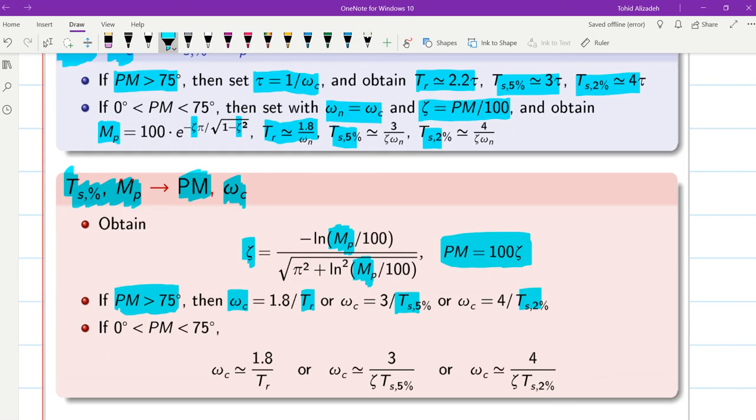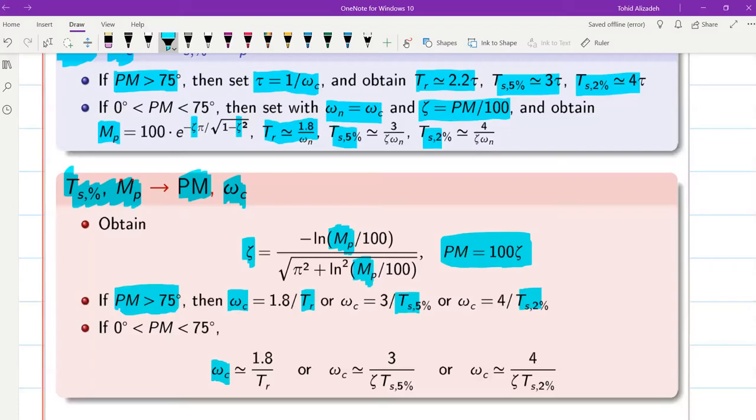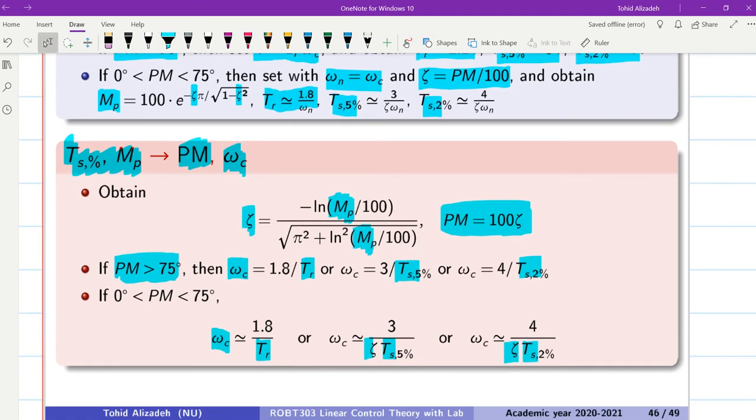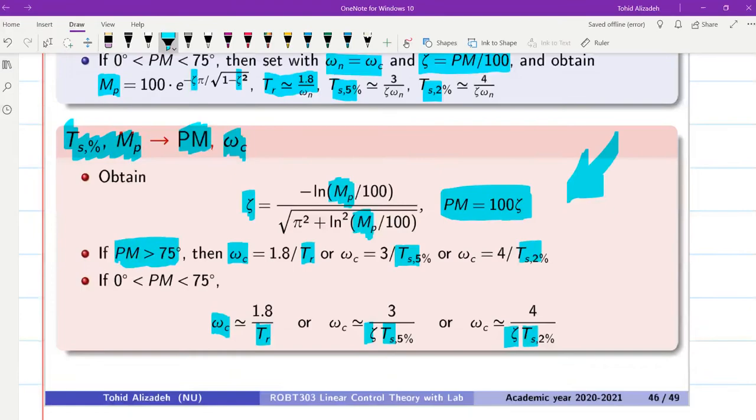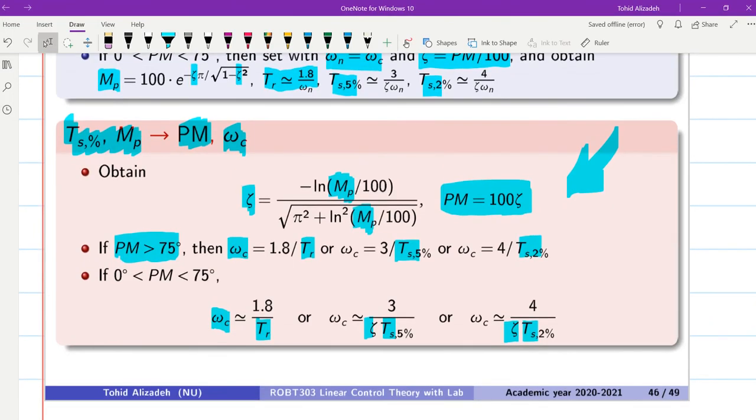On the other hand, if we have phase margin between 0 and 75 degrees, the second order approximation will be used, and then omega c could be obtained referring to the rise time, settling time, and the value of zeta, which we just have obtained. This will be basically used when you want to design a controller. We will look at this one later in more detail.